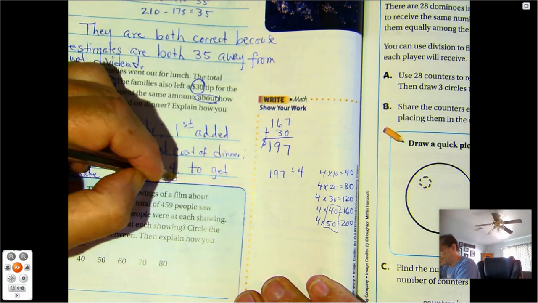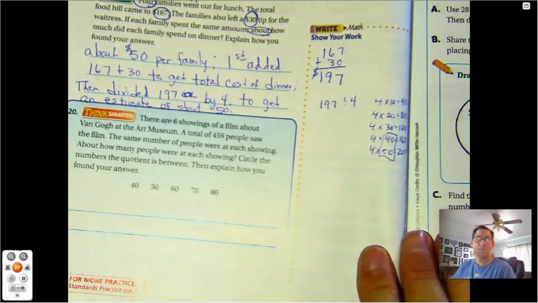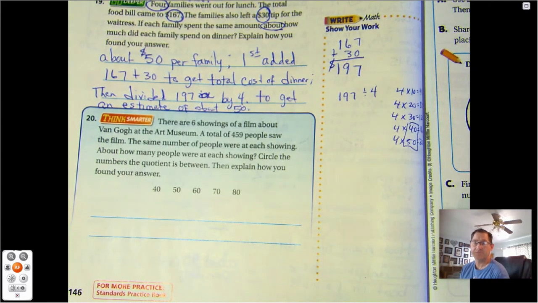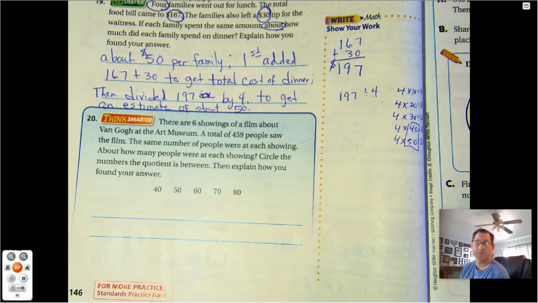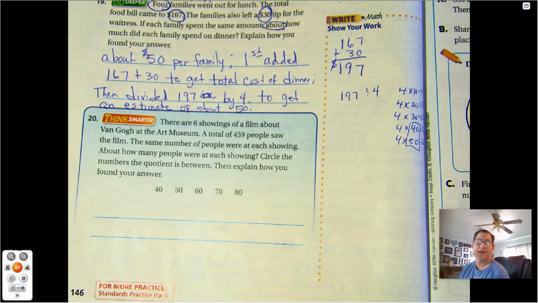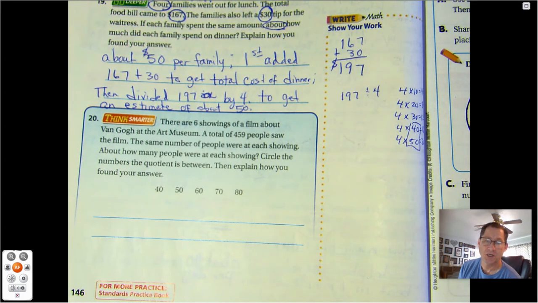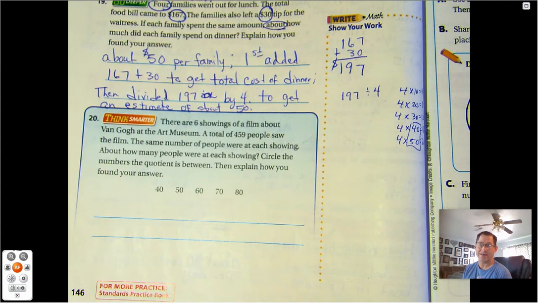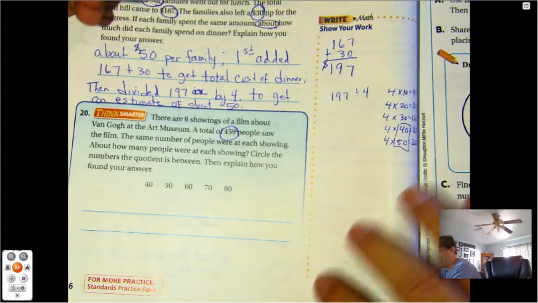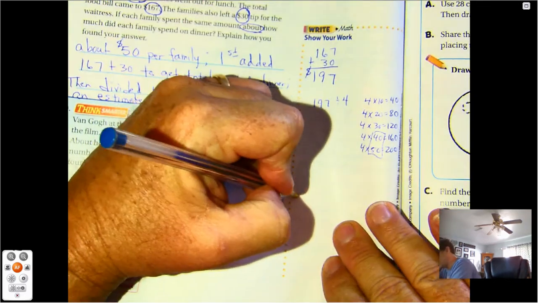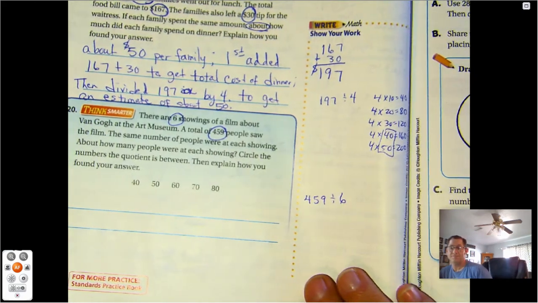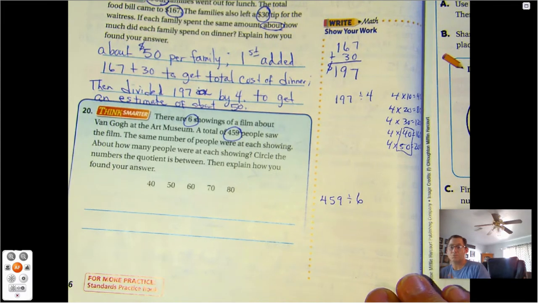And number 20, there are 6 showings of a film about Van Gogh at the Art Museum. A total of 459 people saw the film. The same number of people were at each showing. Okay? About how many people were at each showing? Circle the numbers the quotient is between. Then explain how you found your answer. So 459 total people, 6 showings. So the division problem would be 459 divided by 6.